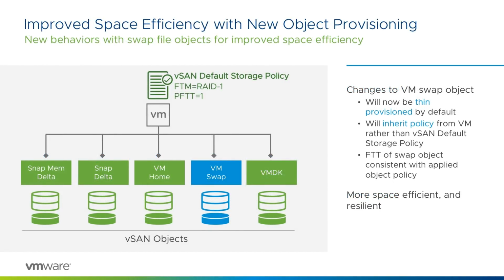vSAN 6.7 improves the space efficiency of the swap object assigned to each VM. In past versions of vSAN, while other objects were thin provisioned by default, the VM swap object had a default setting of thick provision and did not inherit any settings from the assigned storage policy. This could introduce a substantial capacity hit with environments that host a lot of VMs with large amounts of assigned memory. In vSAN 6.7, the swap object is now thin provisioned by default and will also match the storage policy attributes assigned to the VM. This improvement will decrease the effective storage capacity used in a vSAN environment.